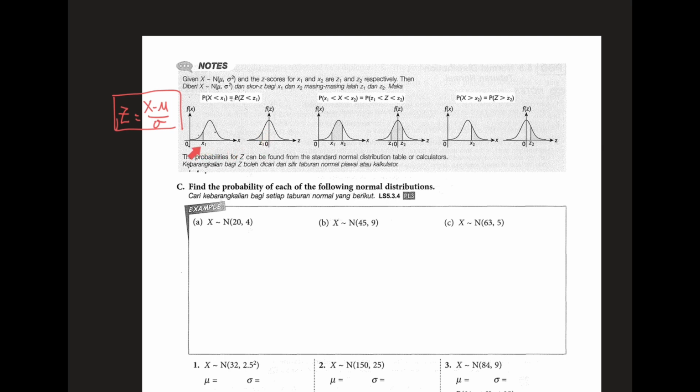Okay, then the x value just now, you change it to the z value, then you can use this to find the area under the graph. So the area under the graph will be the probability. So from P(x less than x1), you change it to P(z less than z1).